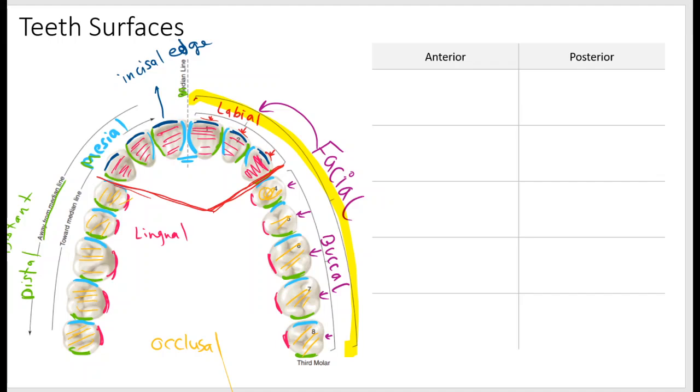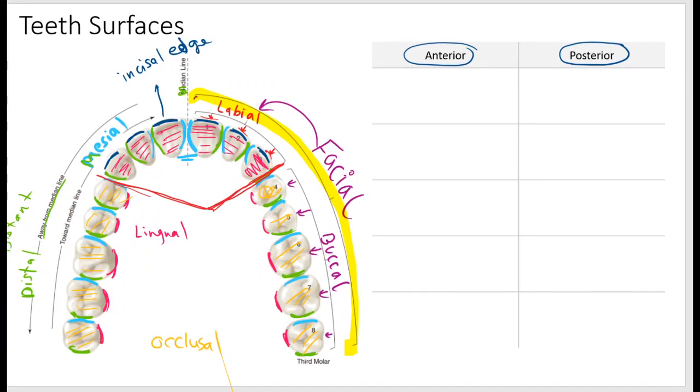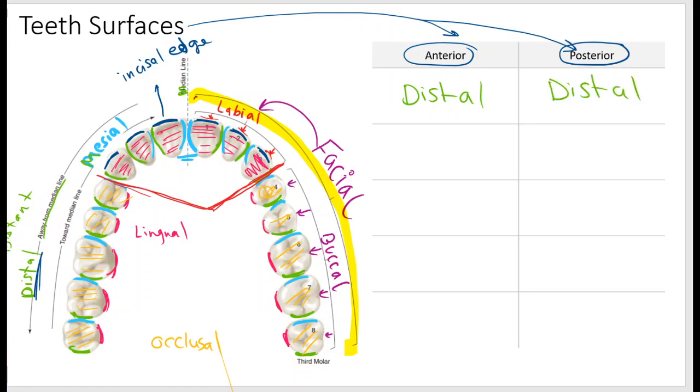Now let's gather these around and see if they are the same. So we're just listing the surfaces. On the anterior teeth, what do you call them? And on posterior teeth, what do you call them? So, starting with the distal, let me change colors here. On anterior, we call it distal. On posterior teeth, we also call it distal. So there's no difference. We use distal for anterior teeth and for posterior teeth. The same. As you can see, the colors are exactly the same across the board. Right. Mesial, same thing.